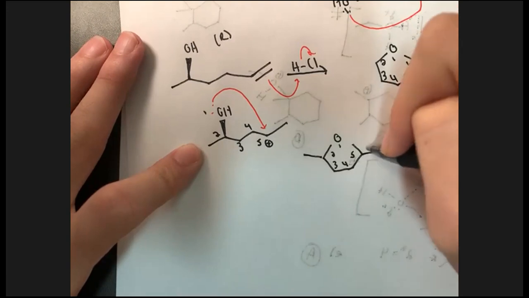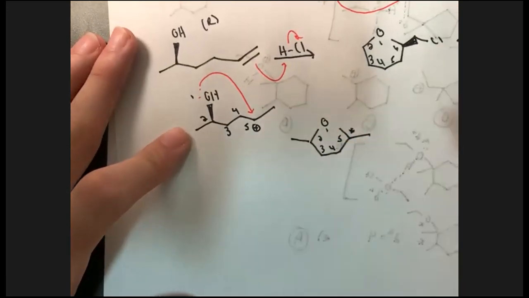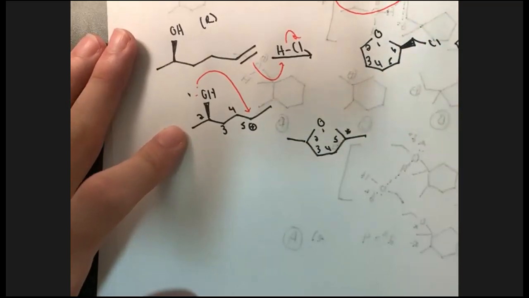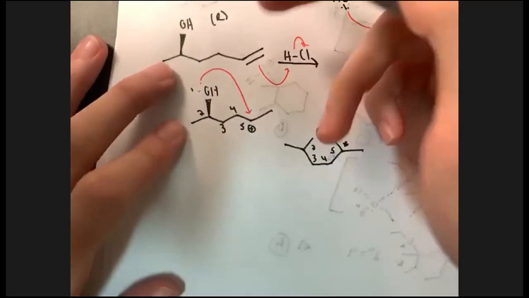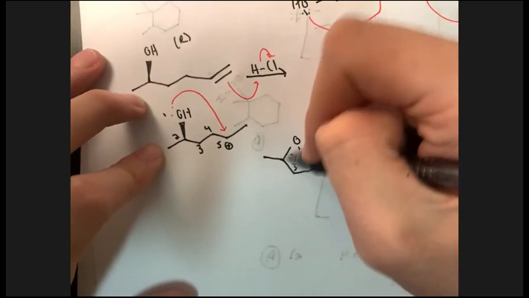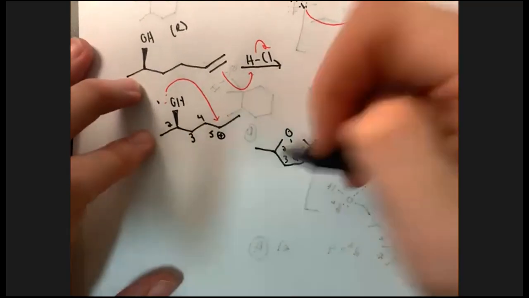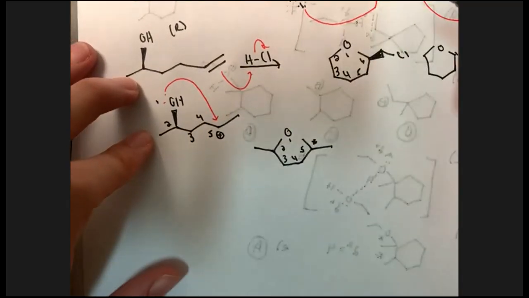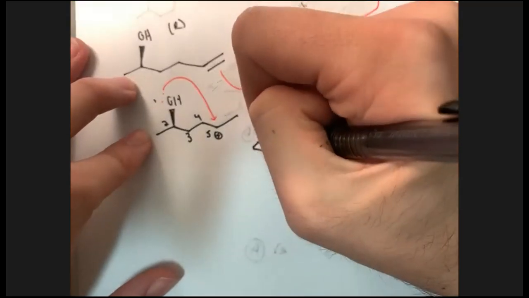Stereochemistry there: since 5 is sp2, that means we could get wedge or dash. That's why I put a star there. But here we get one specific configuration, and it had to be R. So to make this R, what do I have to make this, a wedge or a dash? Put it in the chat box. Yep, wedge. Awesome, the answer is wedge.